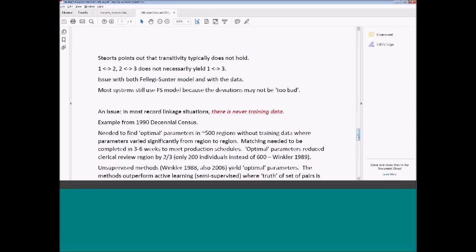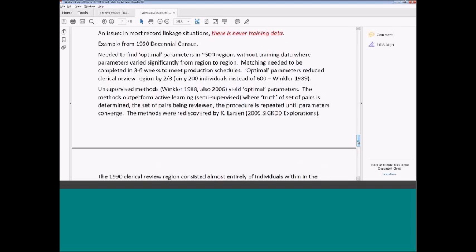So an issue that we have is that with record linkage, we generally don't have training data. So the method in what Becca calls BLINK is an unsupervised learning method. You don't have training data. But I'm going to say some things more about that, and it relates to our 1990 census production software. We needed to find optimal parameters according to the Fellegi-Sunter model, but we had to do it in 500 regions, not in one, like with the pair of files. So we had 500 pairs of files. The matching needed to be completed in 3 to 6 weeks. With the census, you have about 300 million records. That's a lot of matching. So we had to have software that was fast enough for that.